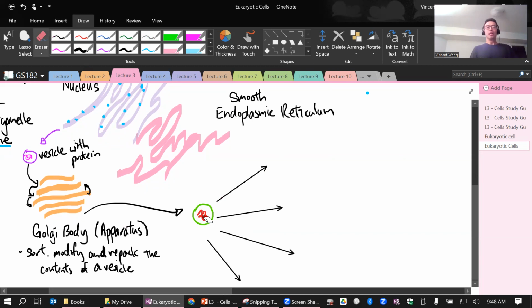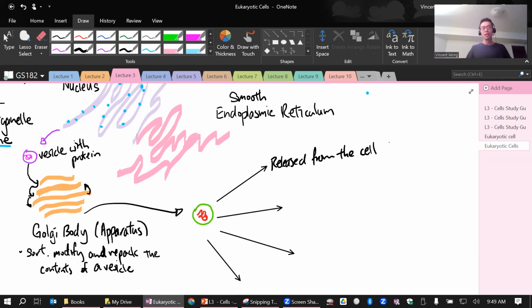Okay, so first of all, this protein may be ready for use immediately. So it will be released from the cell. Maybe it's insulin, right? Maybe you just had a meal and you need to release the insulin into the bloodstream. So this package with the insulin inside will go to the cell membrane, and then it will let it out of the cell and use it right away.